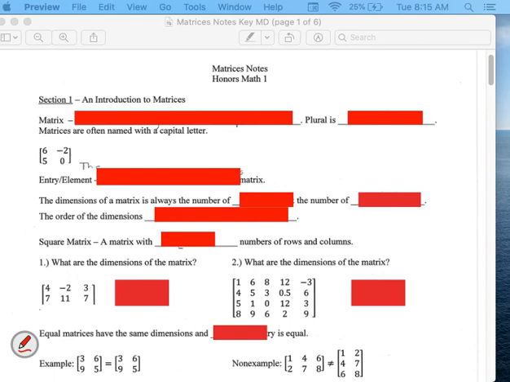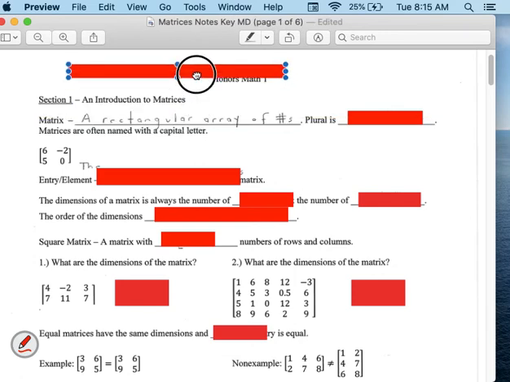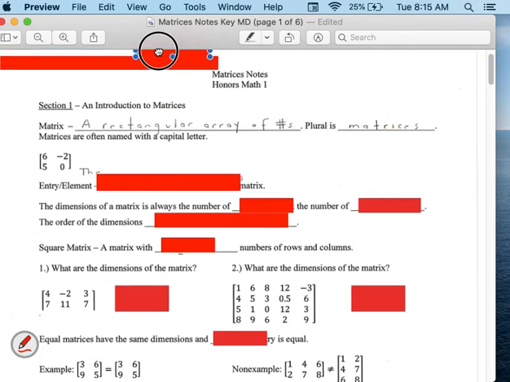I'll have our matrices packet here. So when you say the word matrices, you're talking plural. A matrix is the singular term, and a matrix is a rectangular array of numbers. A rectangular array of numbers. And again, what I just said was plural is matrices.